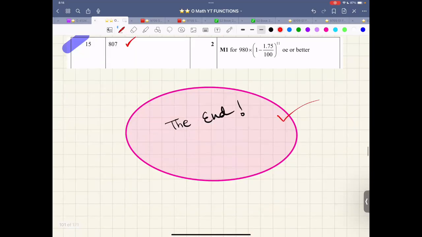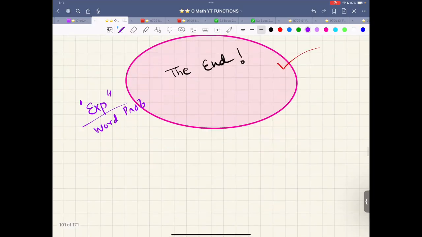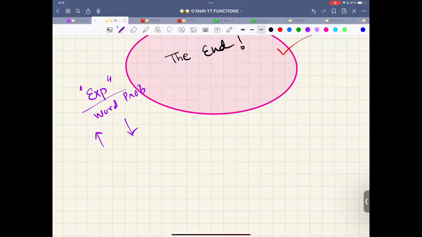And that's all, folks, for this topic, which is about exponential functions and the word problems, whether it's about increase or about decrease. Pretty simple stuff. Just focus on the things, especially the trial and error, which is in the beginning of the lecture. Take care, everyone.